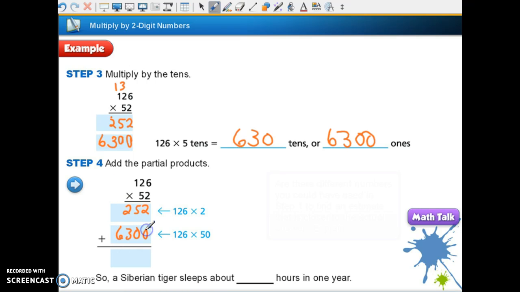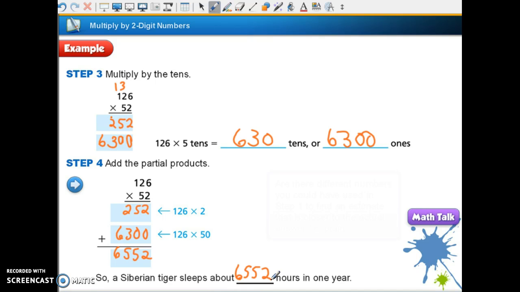This is where it's kind of important that you get your place values lined up, one on top of the other. So 2 plus 0 in the ones place is 2. 5 plus 0 in the tens place is 5. 2 plus 3 in the hundreds is 5, and then we're not adding anything to our 6 in the thousands place. So the Siberian tiger sleeps about 6,552 hours.